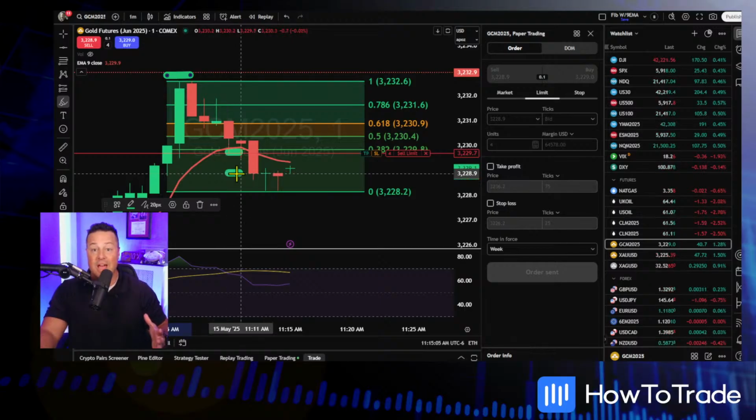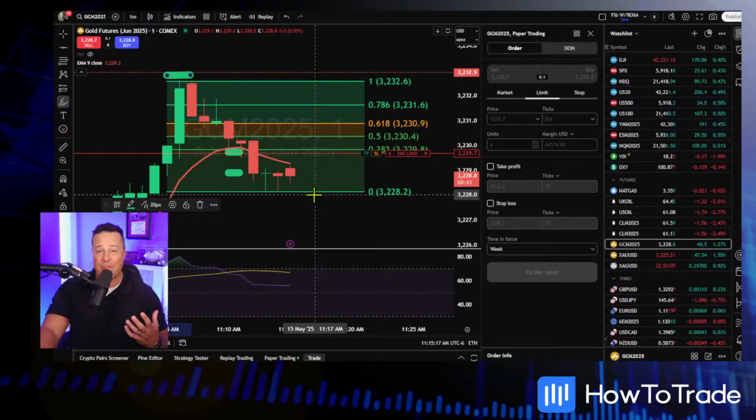3228.9 would have been our original entry. This one would have been 3229.7. So we would be saving some money. Saving what, about 8 ticks, something like that, 10 ticks? Okay. Now that's if I want to trade 38%.